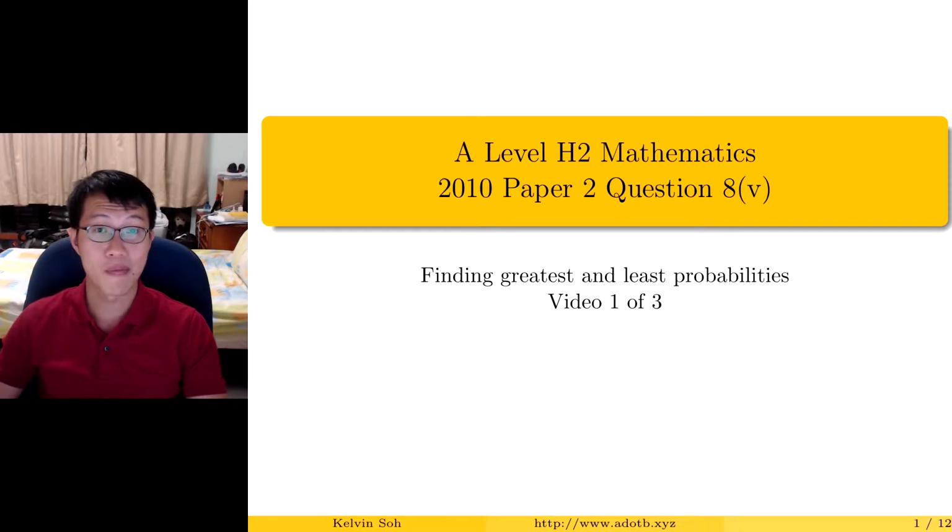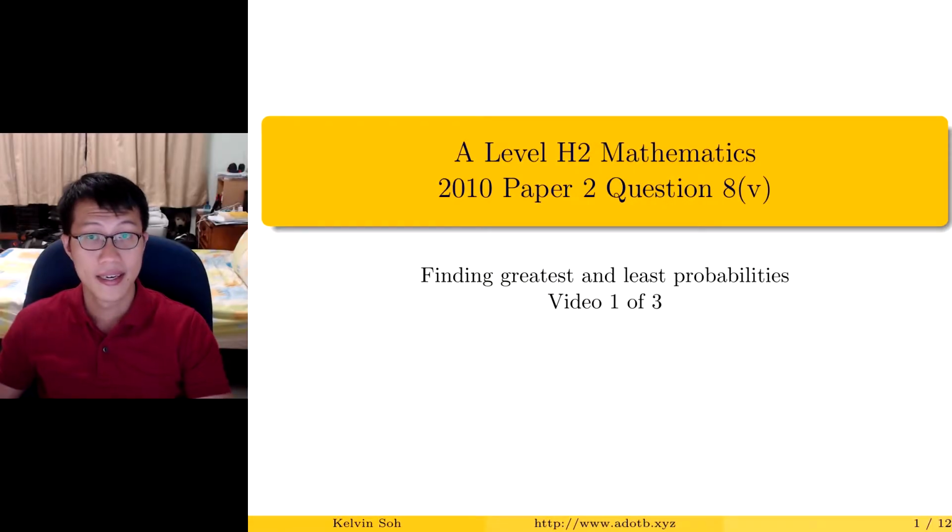One of the tougher types of questions in the topic of probability is when there's insufficient information given in the question for us to determine an exact probability. In that case, a question may ask us about the greatest possible value the probability can take, as well as the least possible value. In other words, we want to construct an inequality for this probability.